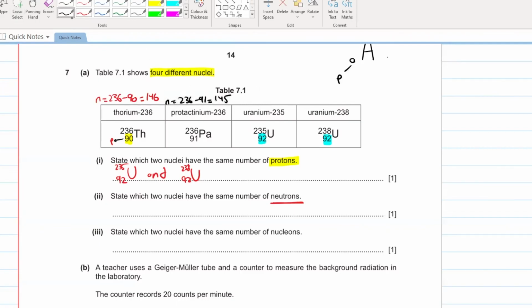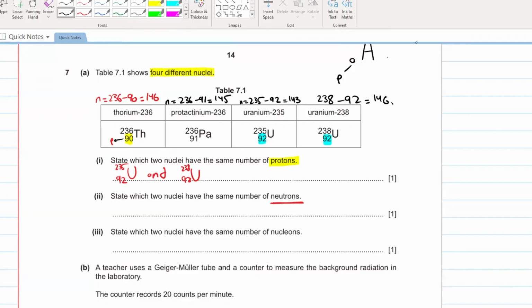Perfect. Let's do the same thing for uranium. The number of neutrons in uranium 235 will be 235 minus 92. This comes out to be 143. Now let's do the same for uranium 238. For uranium 238, what will be the number of neutrons? 238 minus 92. This comes out to be 146.